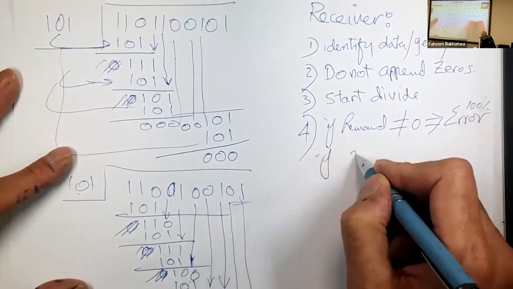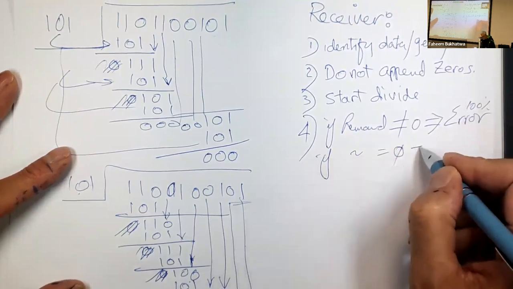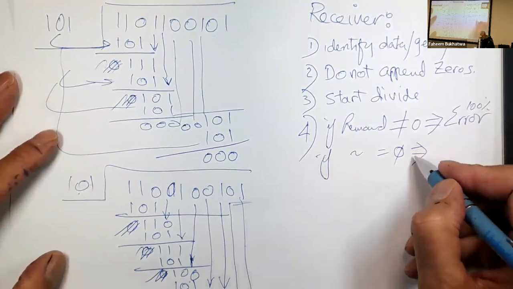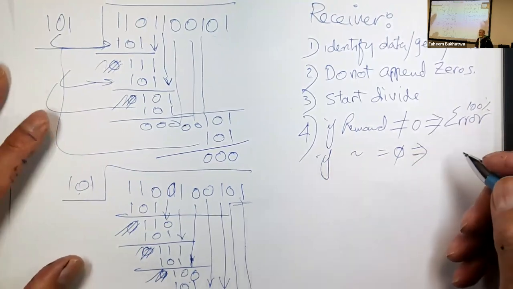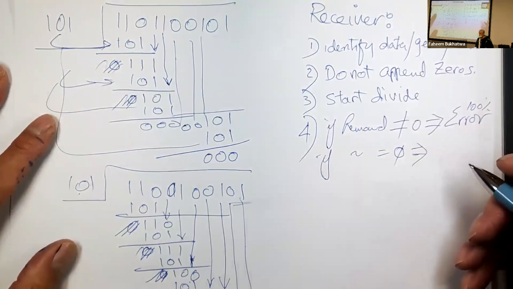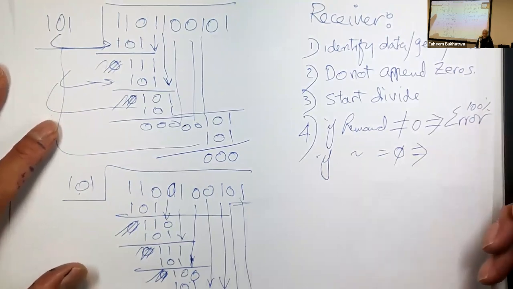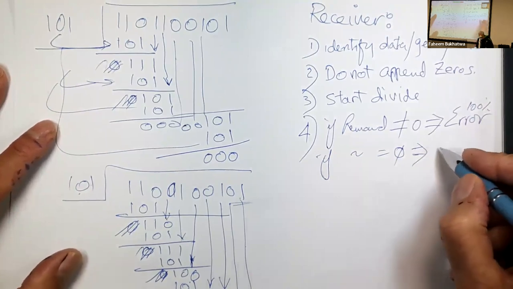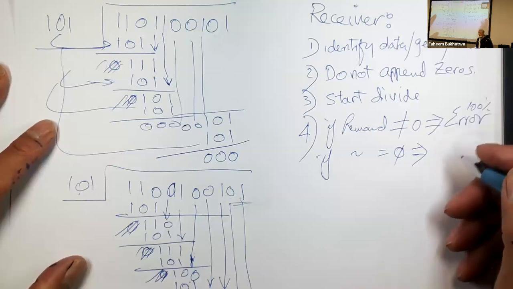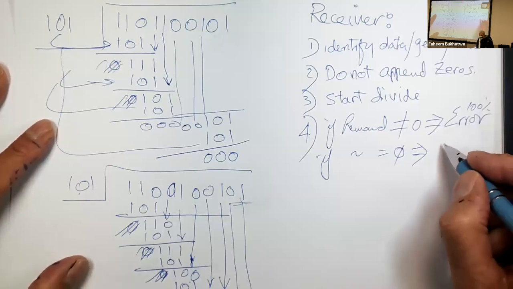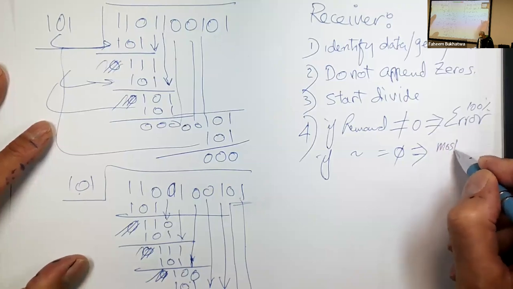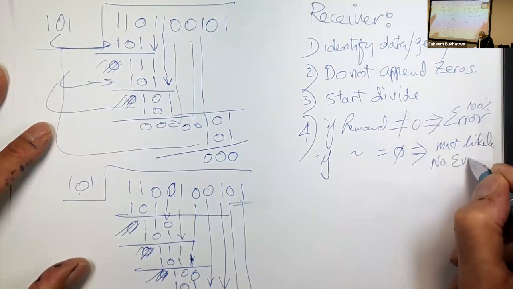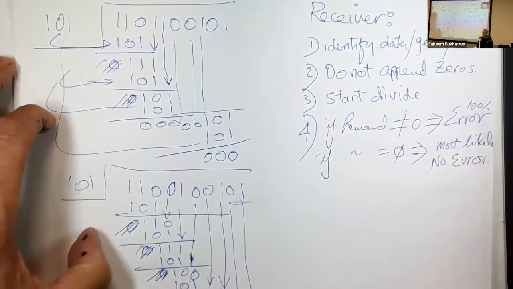But if the remainder equals 0, then what does that mean? There might be an error, yeah. It's most likely, you can't say it's 100% correct, even though it's very close to 100%. We'll see later on how close it is. Very, very close. But you can't just say it's error-free or 100% error-free. You must say most likely no error. And this is the last mark in your exam question.